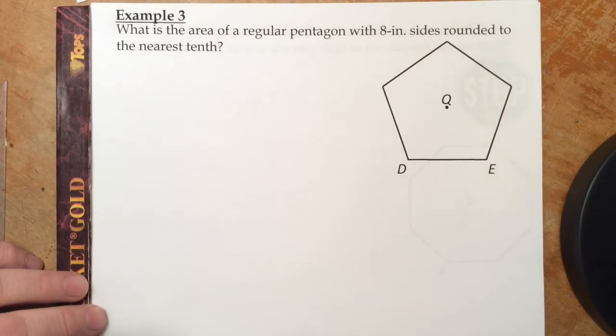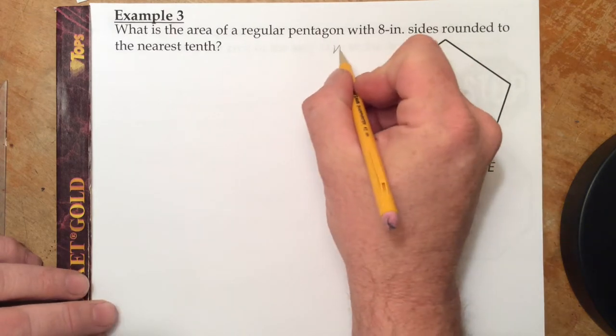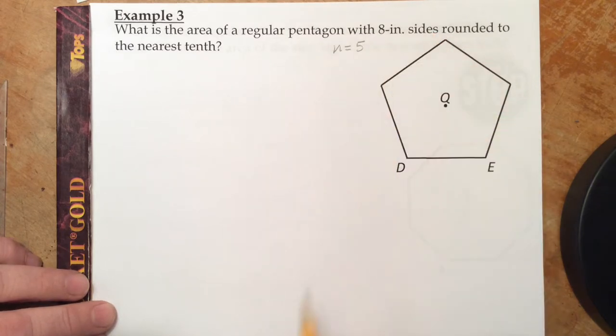Example 3. What is the area of a regular pentagon with 8-inch sides rounded to the nearest tenth? Pause the video and see if you can perform the operations on this to solve the problem yourself, and then turn it back on when you're ready. Okay, example 3, we're trying to find the area of this regular pentagon, where N then is 5.